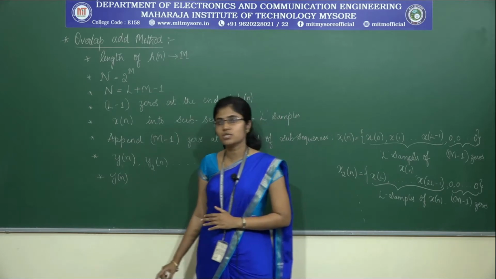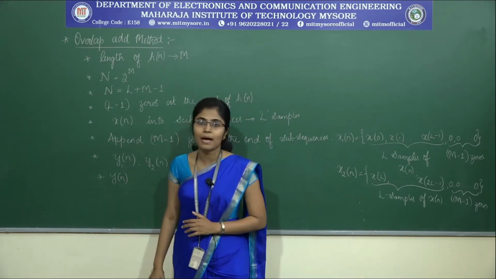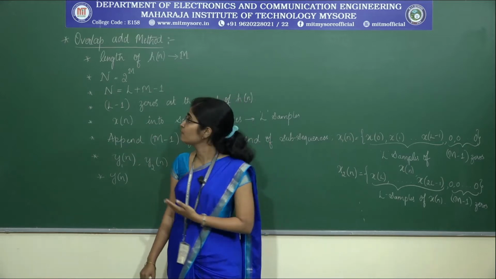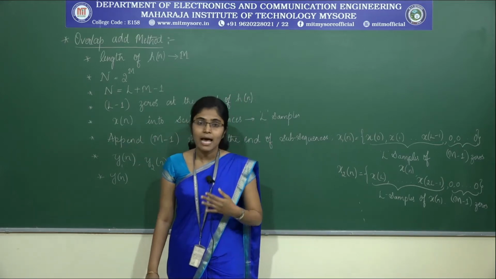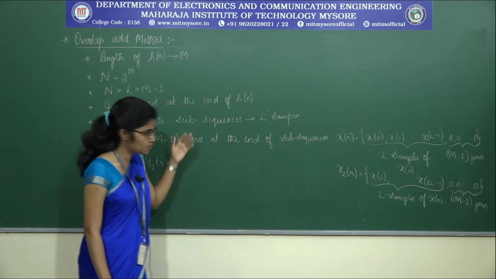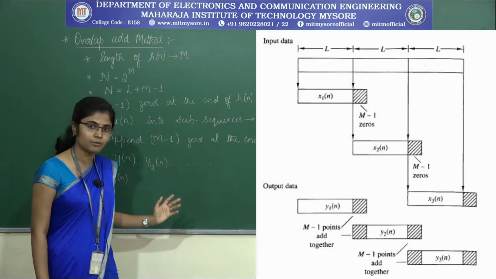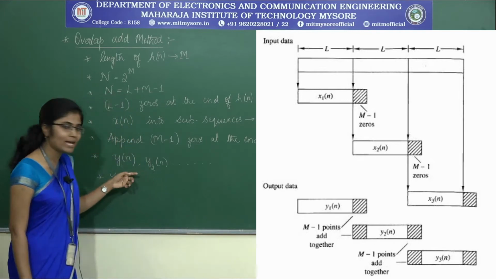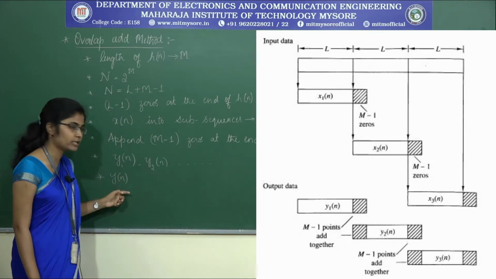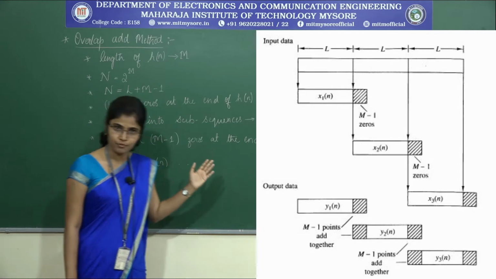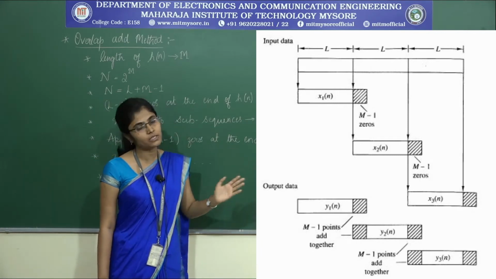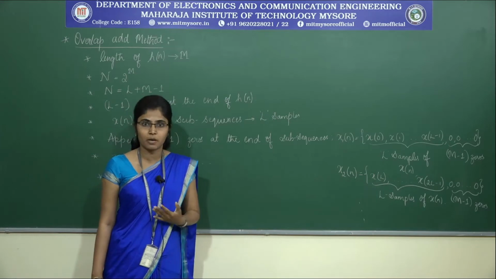So this is the procedure of the overlap add method, that is we find y of n with the help of overlap add method. The figure for all this procedure, that is how we divide the input block and how we concatenate the output, that is how we overlap and add the output in order to find y of n, is as shown in the figure. So this figure is very important. If you draw the figure with the equations, you can fetch full marks.